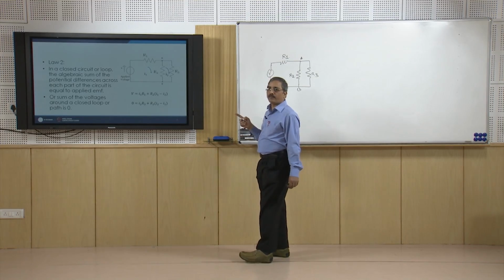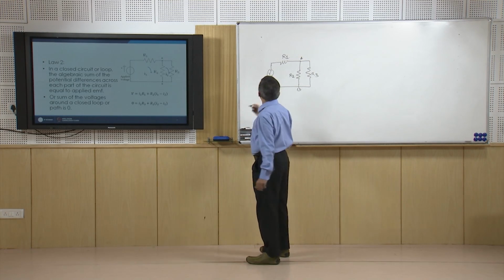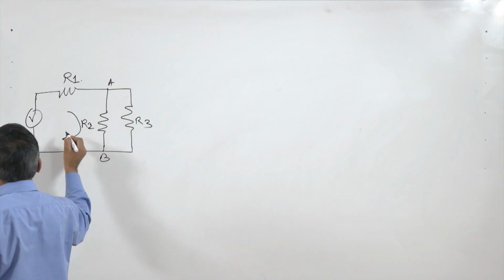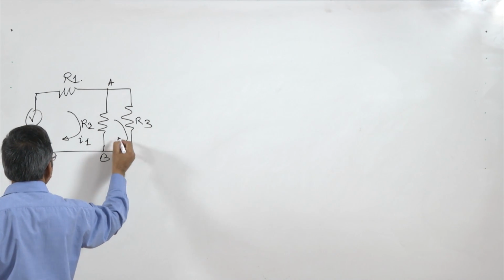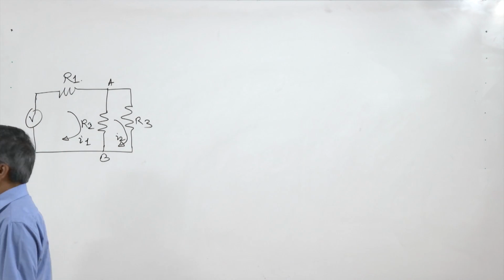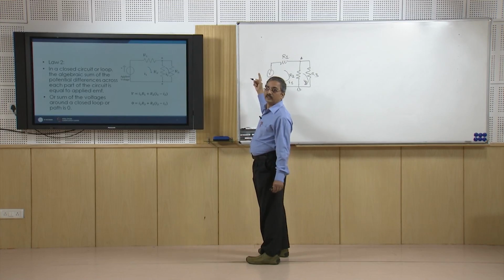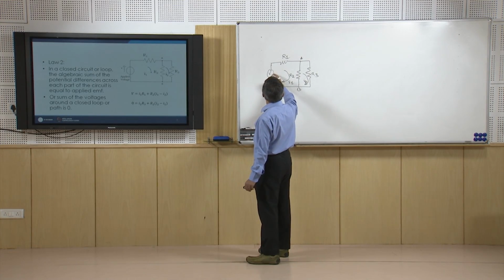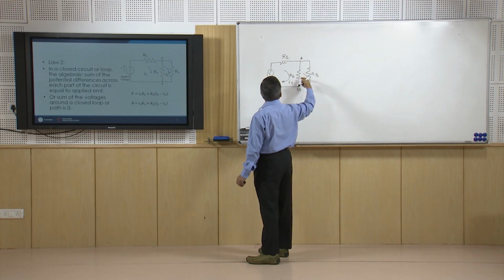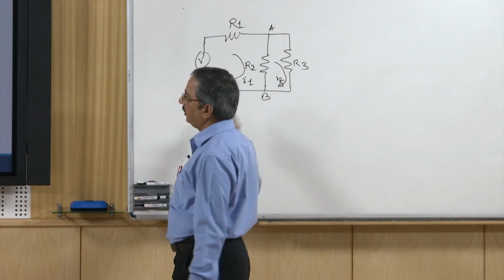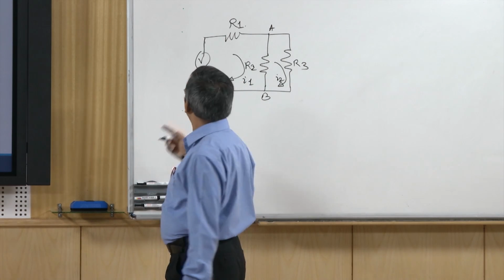Now, here what we do is that we assume a direction of current through the loop. Suppose through this loop I assume a direction of current as I1 and through the other loop I assume a direction of current as I2. In this circuit you can see that we have two loops. The first loop is constituted by the voltage source, resistor R1 and resistor R2, and the second loop is constituted by resistor R2 and resistor R3.